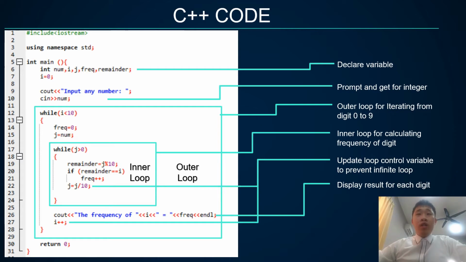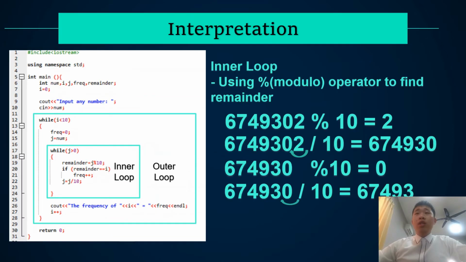Here we have the condition j, and j divided by 10 is just for updating the loop control variable to prevent infinite looping. After that, we will display the result for each digit. So we will repeat from 0 to 9 and I will get the result. Next, I will explain the interpretation.